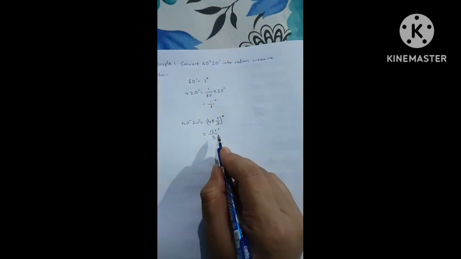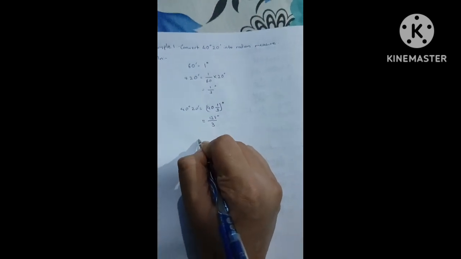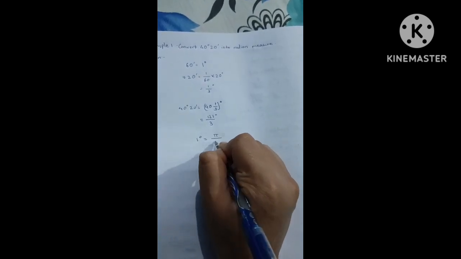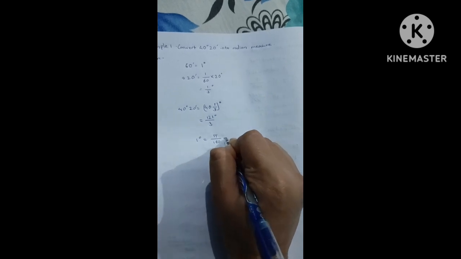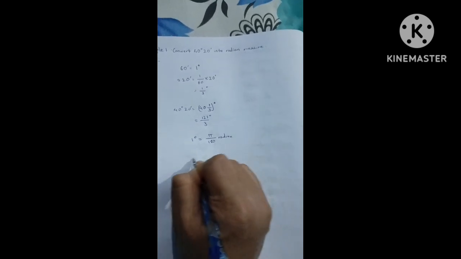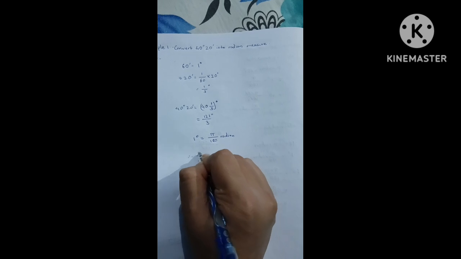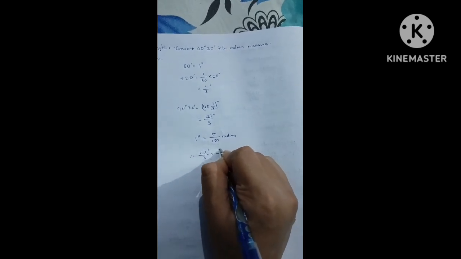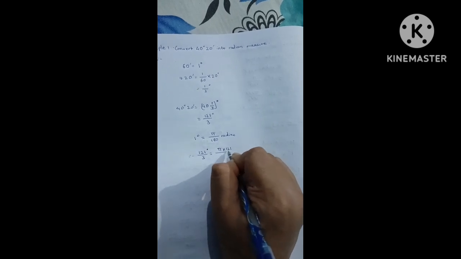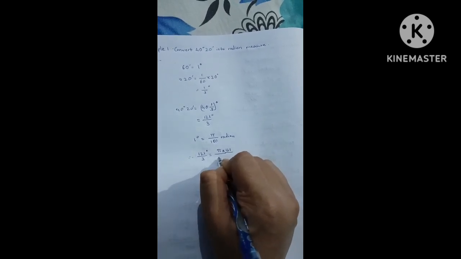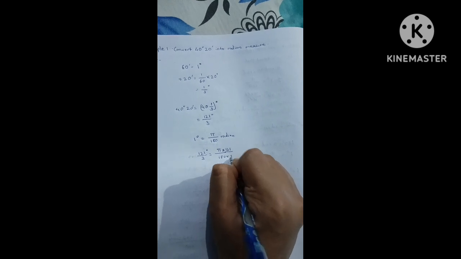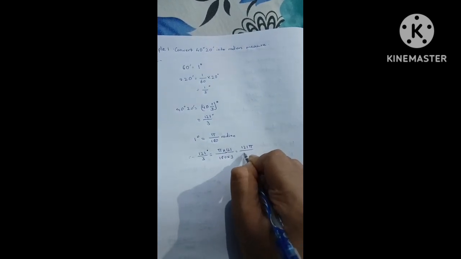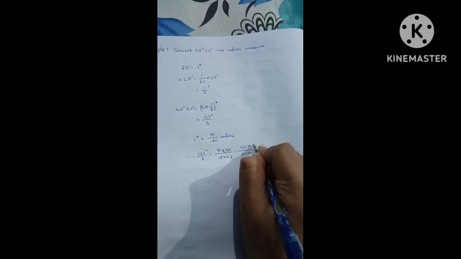Now we need to convert this into radian. So we know that 1 degree equals pi upon 180 radian. Therefore 121 by 3 degree is equal to pi multiplied by 121 upon 180 into 3, which means 121 pi upon 540 radian.